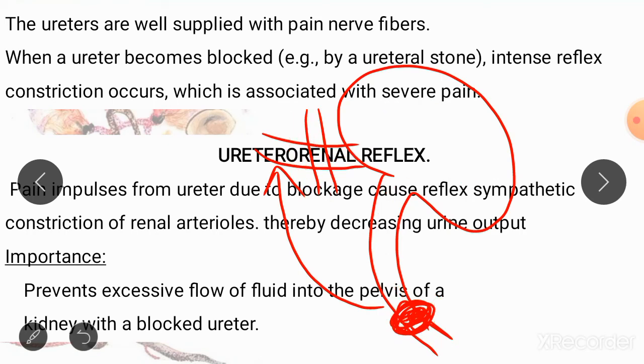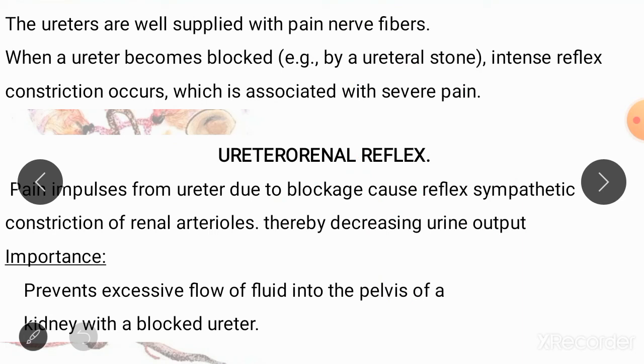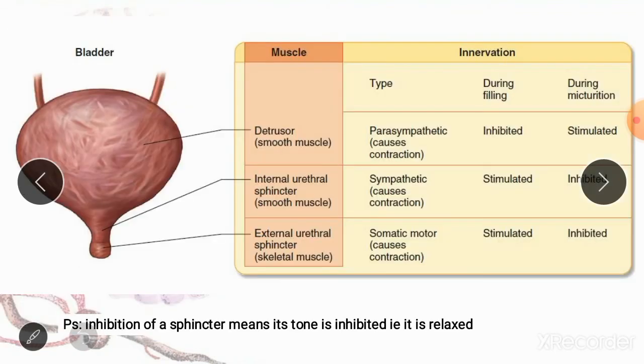So pain impulses from the ureter due to the blockage of the ureter cause reflex constriction of the renal arteriole, thereby decreasing urine output. This prevents excessive flow of fluid into the pelvis of the kidney because of the blocked ureter. So the pelvis is not damaged and the kidneys are not damaged.